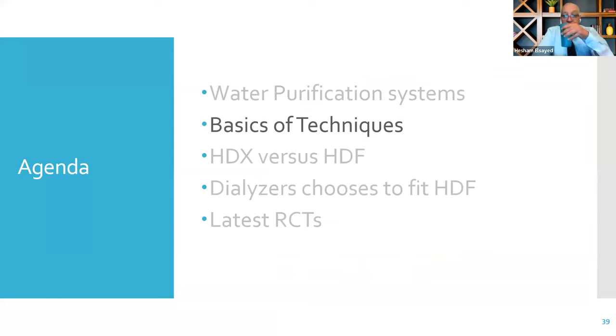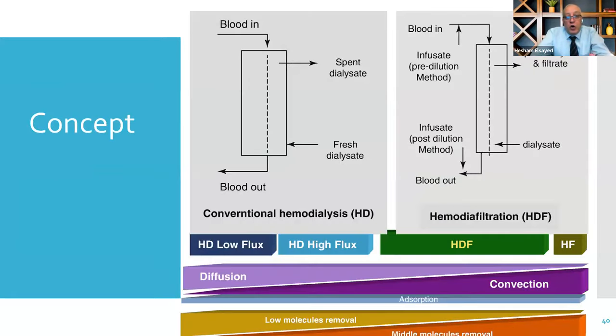Coming to the basics of techniques, this is familiar to most of our colleagues, but let me give you some of my keys on the techniques. We all understand that it is higher in convection volume. Hemodiafiltration combines both diffusion and convection, exactly as in high flux dialysis. However, hemodiafiltration means augmented convection volume, and the reduction ratio is related directly to the convection volume.